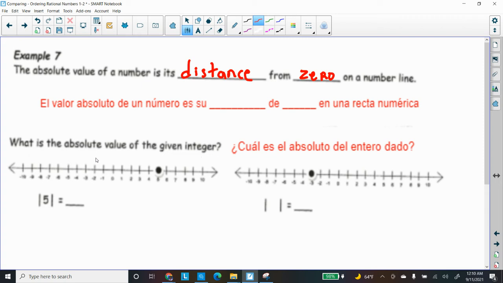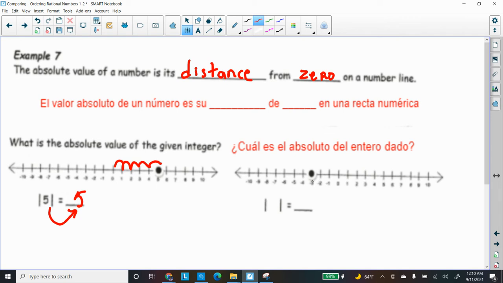All right, so what is the absolute value of the given integer? And there's the 5. So that's an absolute value. So how many steps if we were to count? 1, 2, 3, 4, 5 steps. So you don't have to count. You can just take the 5 and put it out there. And remember, it's got to be positive.